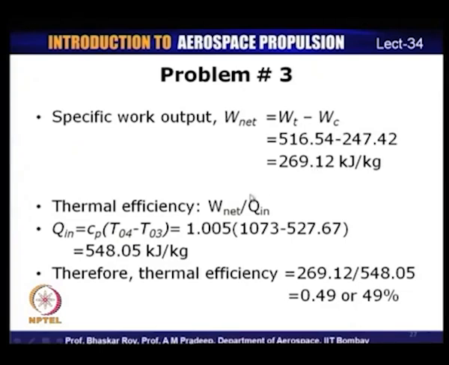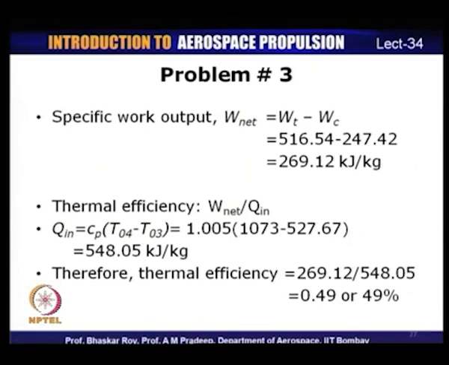Then how do you calculate thermal efficiency? Thermal efficiency, as by definition, is net work output by heat input. Heat input is Cp into T04 minus T03, that is across the combustion chamber. Since both these temperatures are known, we can calculate heat input as 548.05 kilojoules per kilogram. Therefore, the thermal efficiency is the net work output 269.12 divided by heat input 548.05. So, this is 49%.